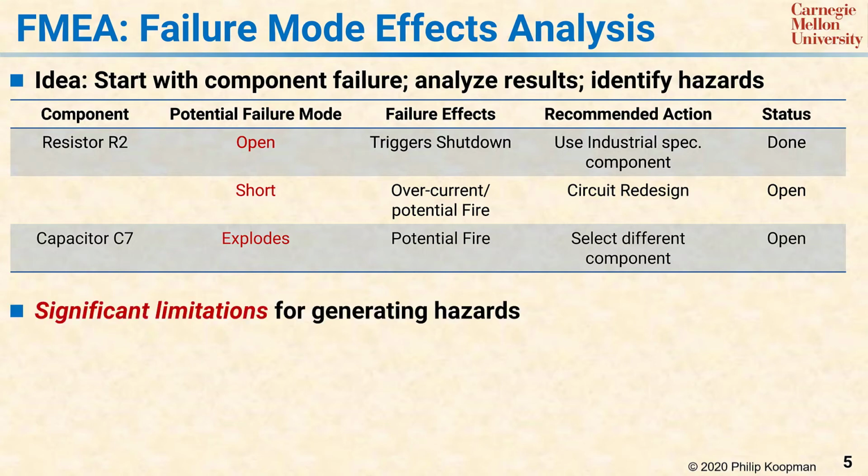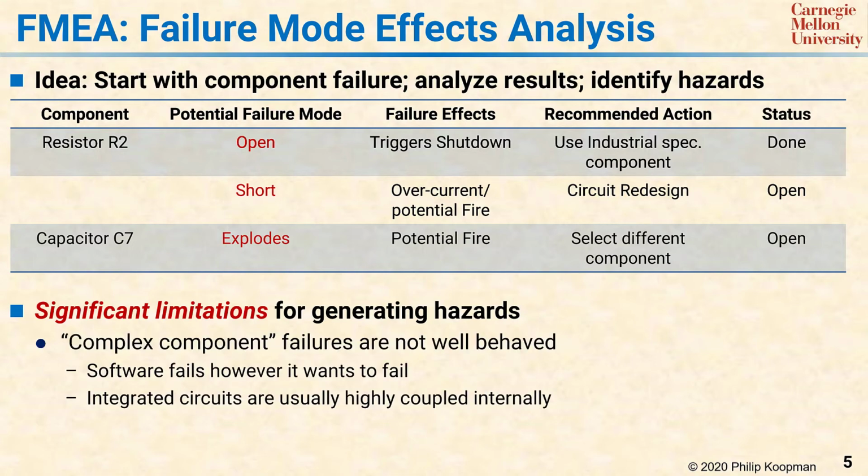FMEAs have significant limitations. In addition to being a very, very big table, they're pretty hardware-centric. They work great for resistors and capacitors and components where it's pretty simple to enumerate some specific failure modes, and often you have the probability as well, so you know how often it's likely to happen. But complex components are not that well behaved.